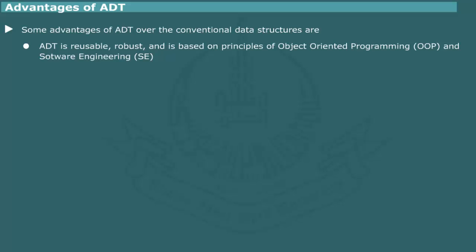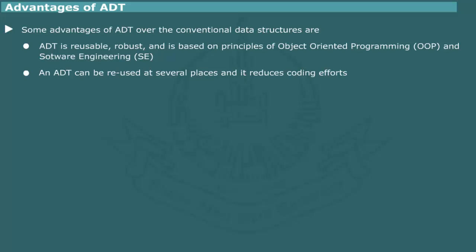Advantages of ADT. The abstract data types have several advantages over the conventional data structures. They are reusable, robust, and consistent with well-established principles of object-oriented programming and software engineering. An abstract data type can be reused at several places in a program or in different programs. The reusability of an ADT simplifies the program design and reduces coding efforts.